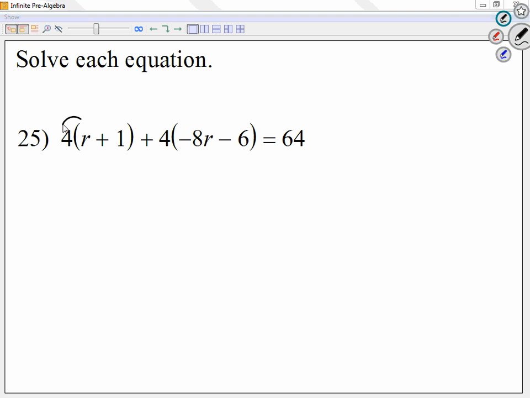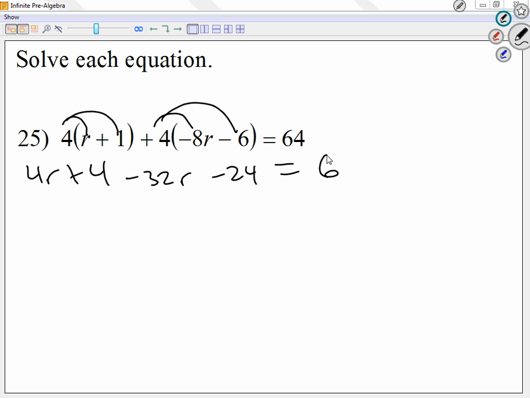For the first parentheses, let me multiply this 4 to the inside. So I get 4r plus 4. For the second parentheses, let me multiply this positive 4 to the inside. So I get negative 32r minus 24. And this is all equal to 64. I want letters on one side, numbers on the other. So my plus 4, I'm going to move it as a negative 4. And my negative 24, I'm going to move it as a plus 24.